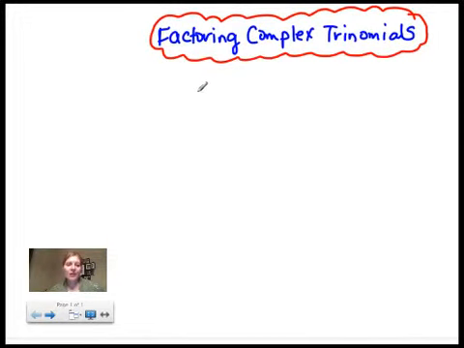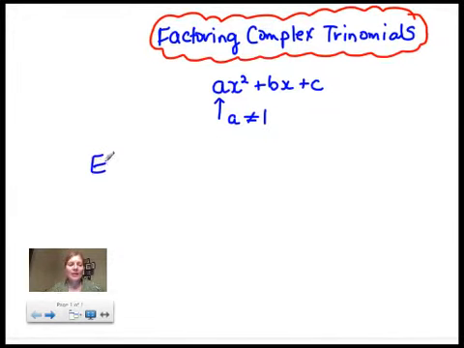So just a quick tutorial on how to factor a complex trinomial. And just a reminder, a complex trinomial is any trinomial in the form ax squared plus bx plus c, where the a value here is not equal to 1. So it's another value in front of that a value. So it's not a simple trinomial. So let's start off with an example.